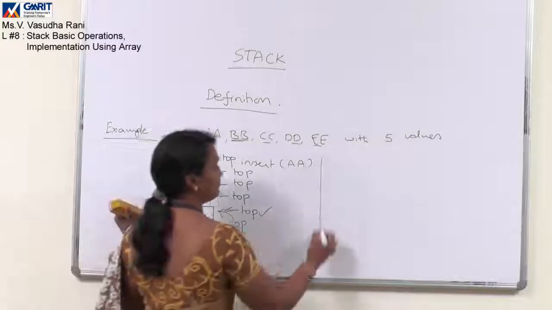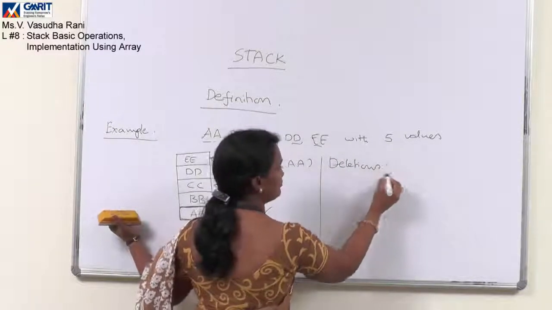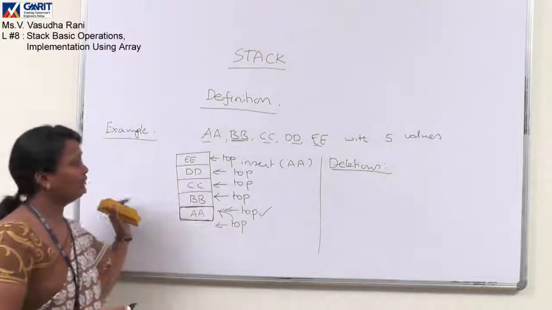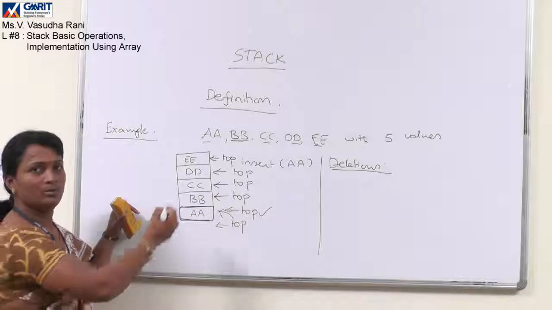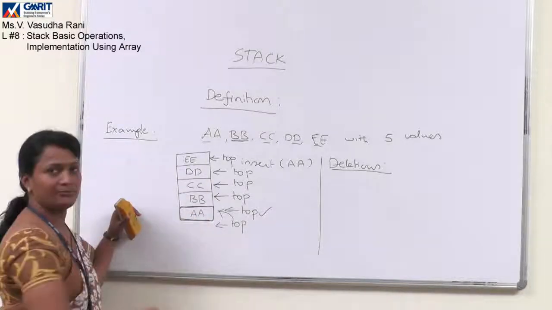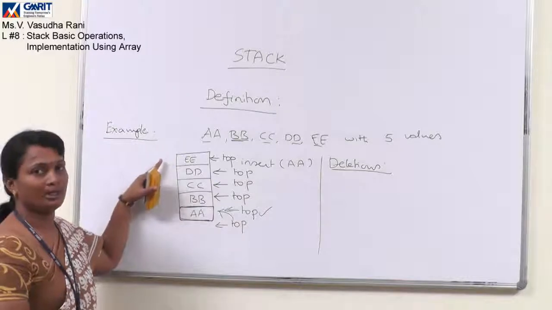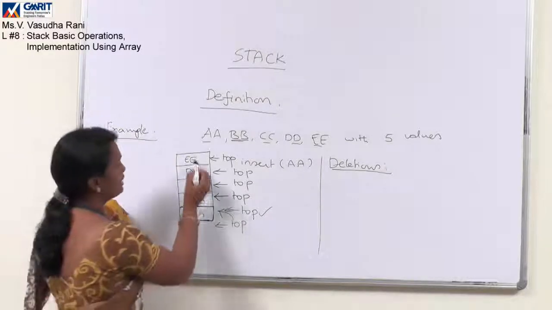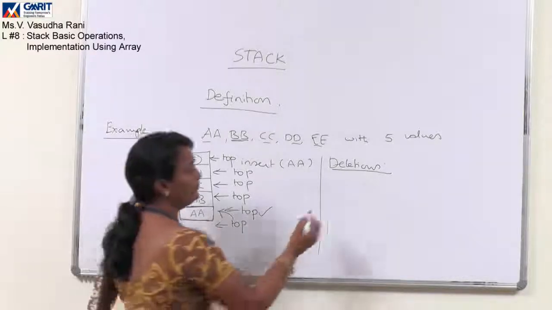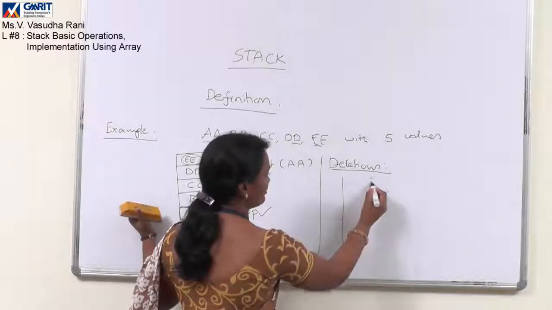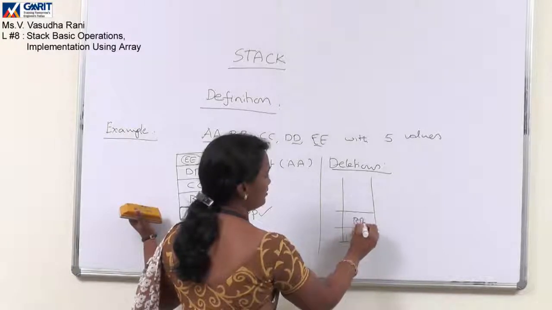Now coming to deletions. We have already learned that this data structure doesn't allow us to delete any element from the stack. It is only possible to delete the top element first. So here we can observe that E is the first element to be deleted from the stack.